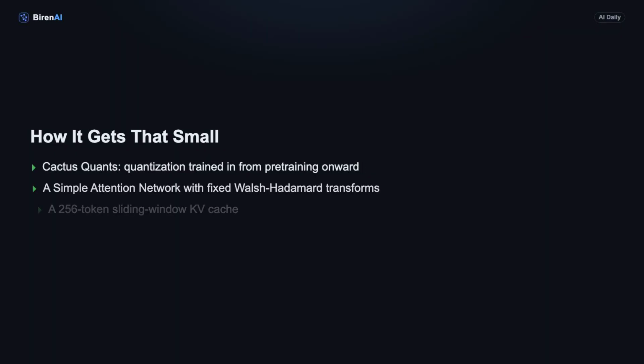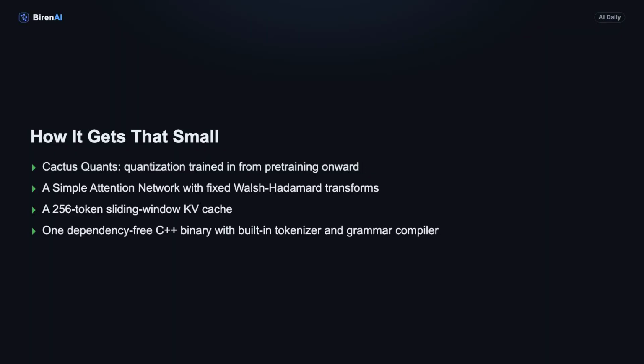The size comes from architecture, not just squeezing a big model. It is quantized from the start of pre-training, what they call Cactus Quants, rather than compressed afterward. Attention is replaced with a simpler network using fixed Walsh-Hadamard transforms, and the context is a 256 token sliding window, so memory stays flat. The whole thing compiles to a single C++ binary with no dependencies, its tokenizer and grammar compiler baked in.